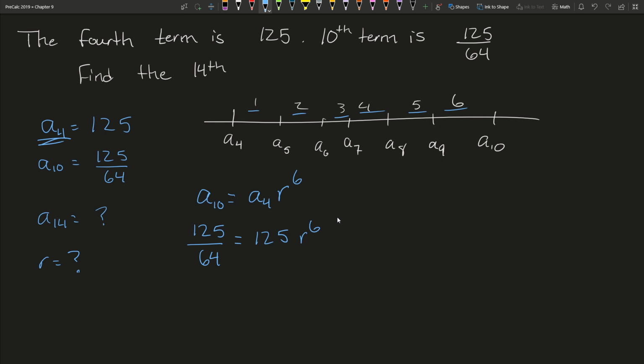Okay, and then we just solve for r to the 6th. So if we divide by 125 on both sides, we end up getting 1/64th is equal to r to the 6th. And then we can solve this in a bunch of different ways. You could take log base 6 of both sides. You could take the 6th root of 1 over 64. Or if you know your powers of 2 really well, you know that 2 to the 6th is 64.